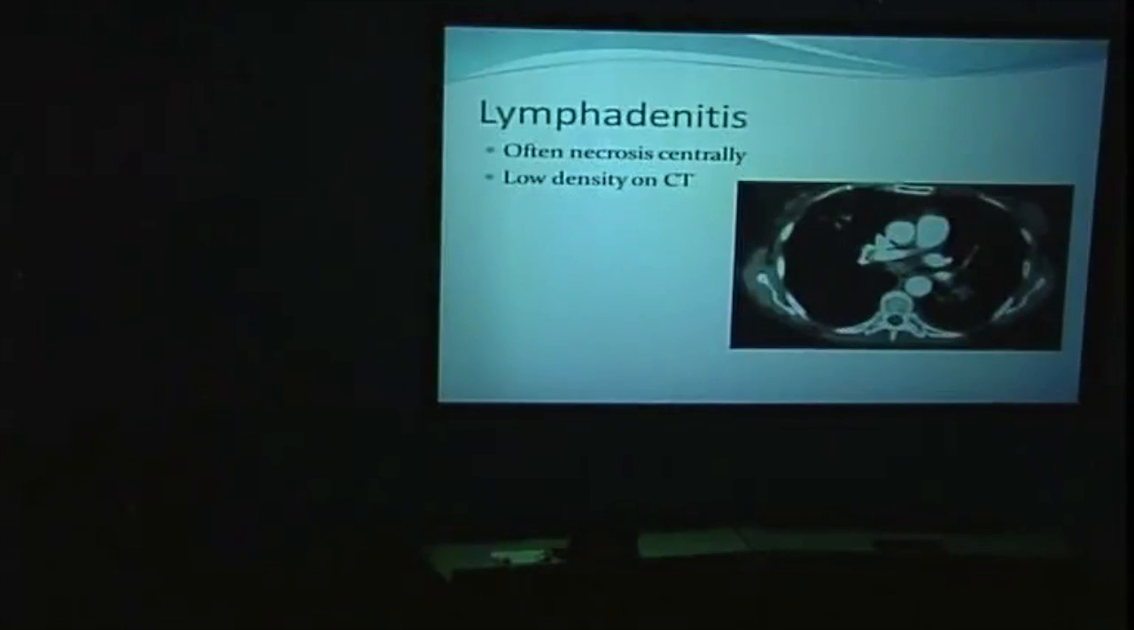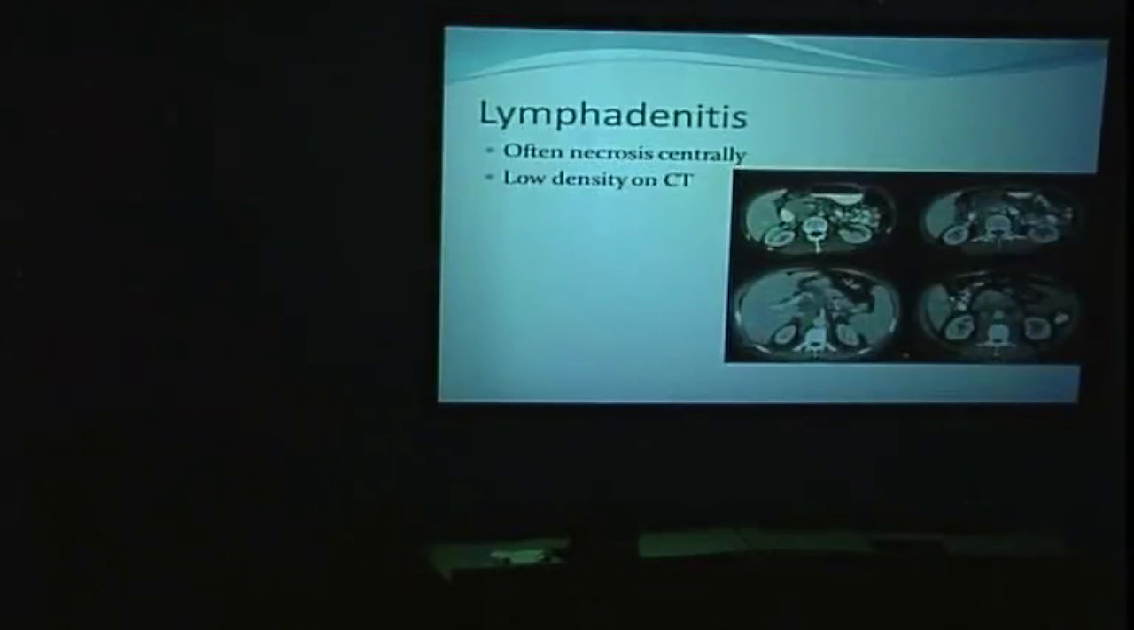Lymph node necrosis is one from the literature, just showing again the same appearance in the abdominal lymphadenopathy. And here are enlarged lymph nodes in the celiac axis and the porta hepatis, very large lymph nodes. And you can see there's another one there in the mesentery. They have this high density rim with necrotic, low density centrally. Fairly typical.